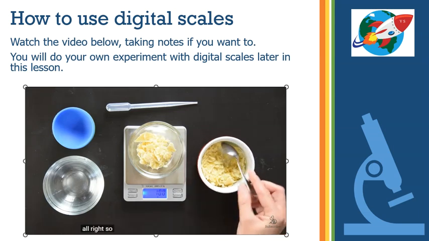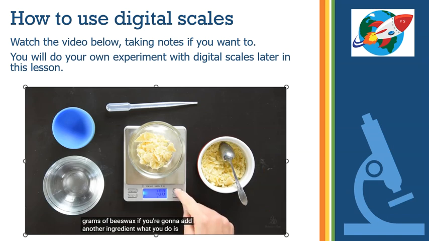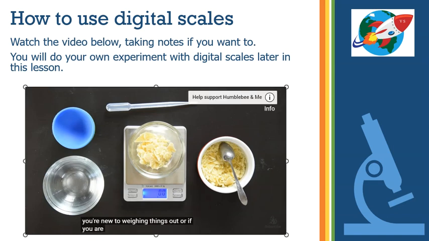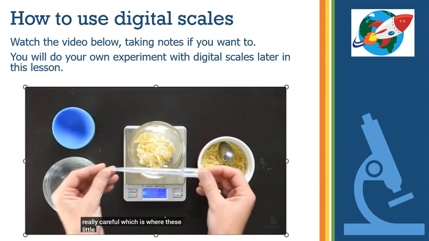All right. So there you have your 10 grams of beeswax. If you're going to add another ingredient, what you do is hit the tare button again, reset it to 0, and add something else. Now, if you're new to weighing things out, or if you are really playing by the rules, you really should use a new weigh boat for every ingredient and then combine them. I, on the other hand, like to play fast and loose and generally measure everything into the same container and just be really careful, which is where these little guys come in really handy.